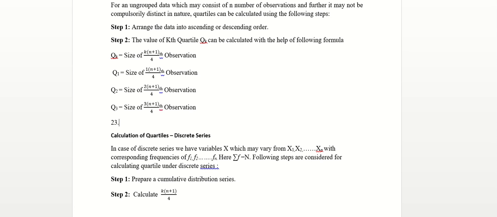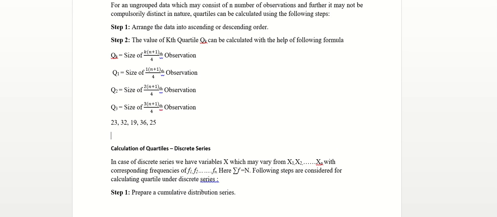For example, these are the values we have: 23, 32, 19, 36, 25. These are the observations given to you. Now the first thing is to arrange them in ascending or descending order. So I'll arrange it. First, the smallest value is 19. Then we have 23, then 25, 32, and then 36. So these are the values given to us.